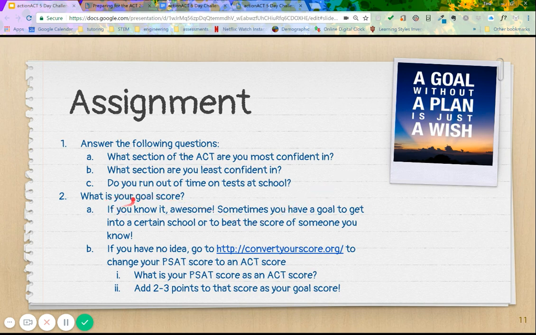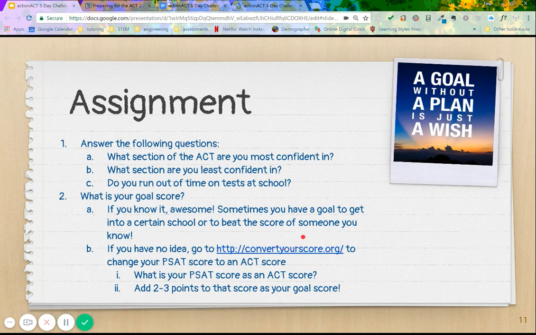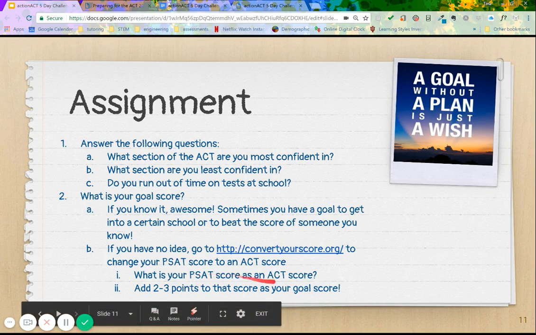The other thing that I really want you to come up with out of today is, what is your goal score? So if you already know it, awesome. Go ahead and write it down. Sometimes you already have a school that you want to go to, or you have a sibling maybe that you want to beat. You already know what you want your score to be. If you have no idea, and you have never done anything with the ACT before, I would take your PSAT score and convert it to an ACT score, like I mentioned yesterday, at that Convert Your Score website. And then I would add 2 to 3 points and set that as your goal score.